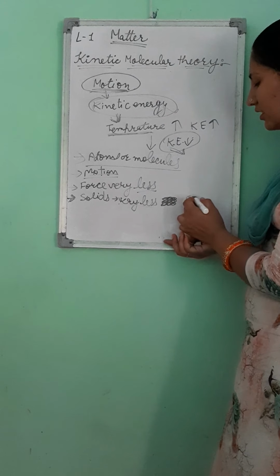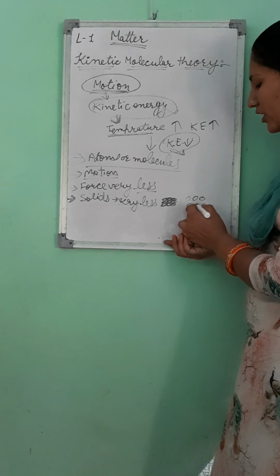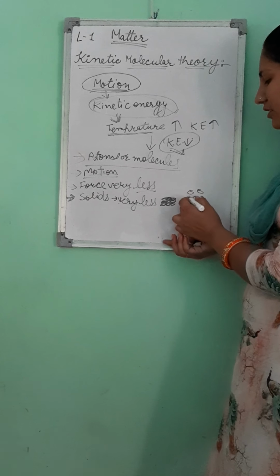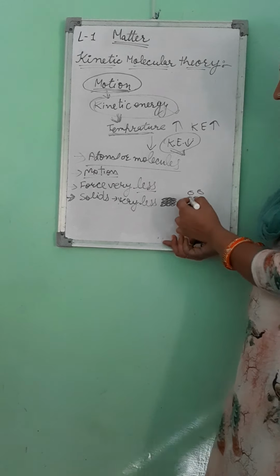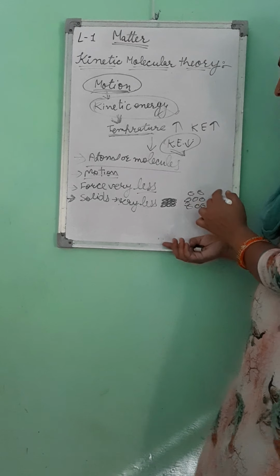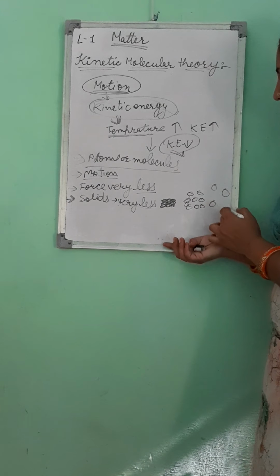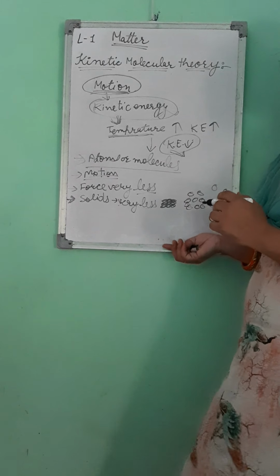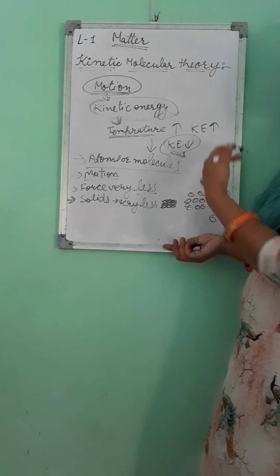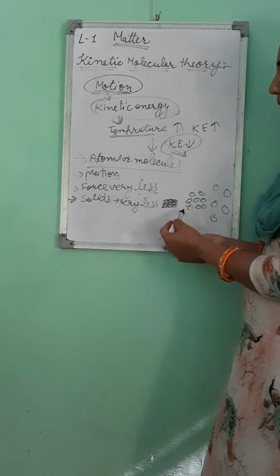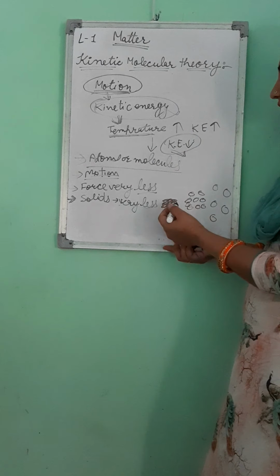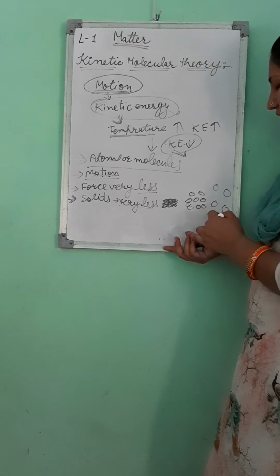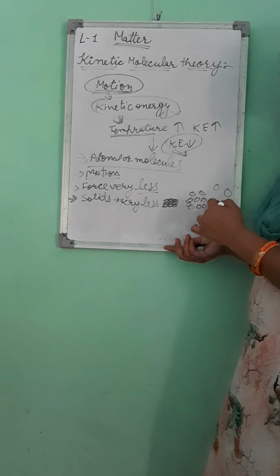In liquids, motion is greater compared to solids because intermolecular space is present. But in gases, a very large intermolecular space is present and the particles can move randomly and very fast. If we increase the temperature, the movement also increases. In gases, if we increase the temperature, they move very fast.